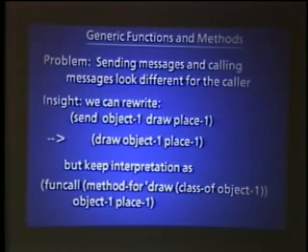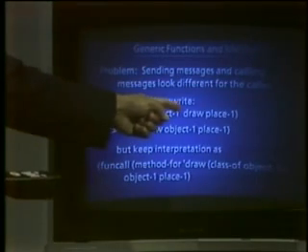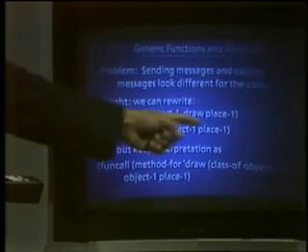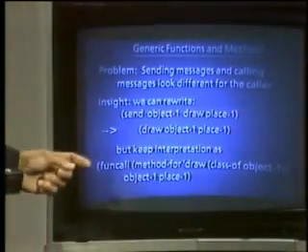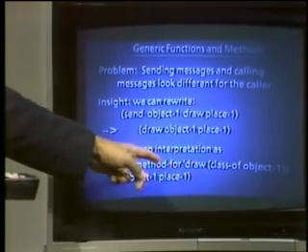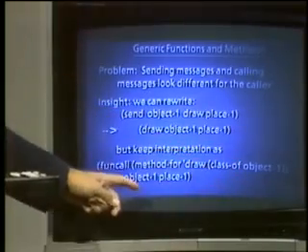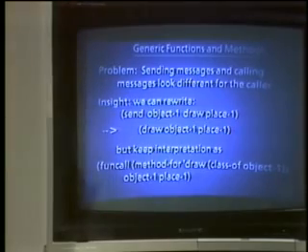Now, the first insight that we came up with was based upon the following problem. I mentioned this, that sending messages and calling functions look different to the caller. It should have said calling functions rather than messages. And the insight that we had was that we could rewrite (send object-1 draw place-1), for example, as (draw object-1 place-1), but keep the interpretation that what this means is call some particular function, namely the method for draw, that's based on the class of object-1, and whatever that function is, apply it to object-1 and place-1. So what we've done is we said, let's have a common syntax which doesn't distinguish between object-oriented programming and procedure-oriented programming. However, what we'll do is we'll change the interpretation of what this function call means.